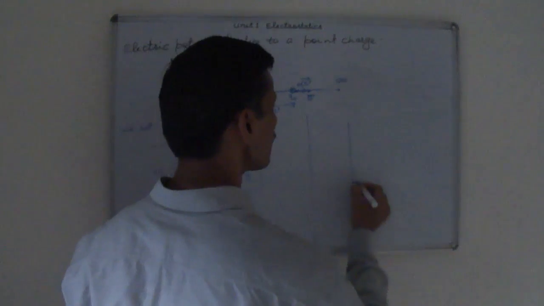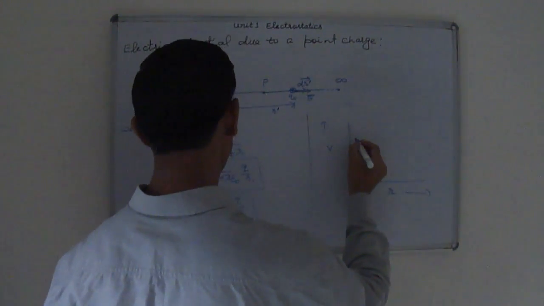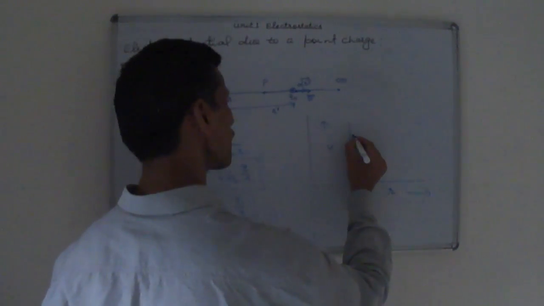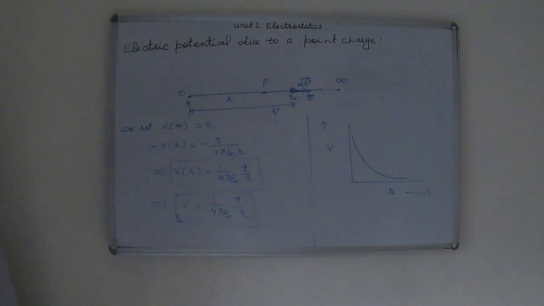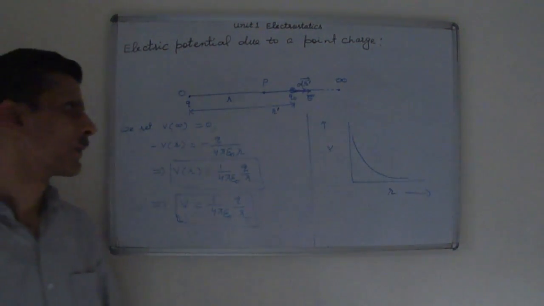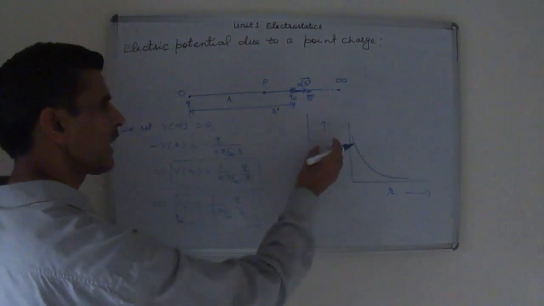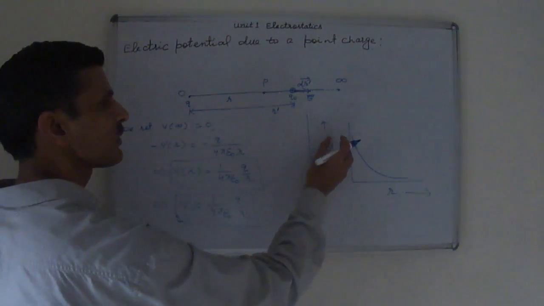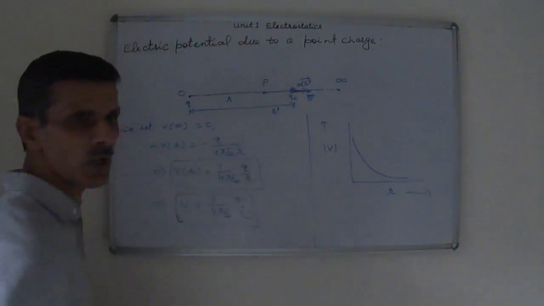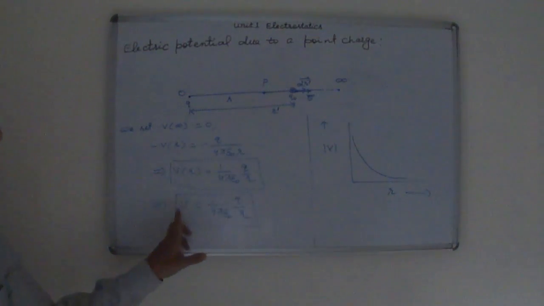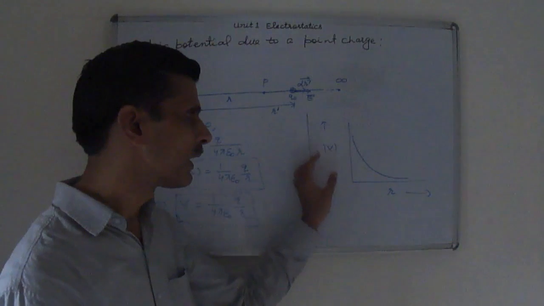You can plot the V versus R plot, and it is simply like this. Here we have taken the magnitude of potential. Here, this is the magnitude of potential. If Q is negative, then potential is negative. So here we are plotting magnitude of potential with R.